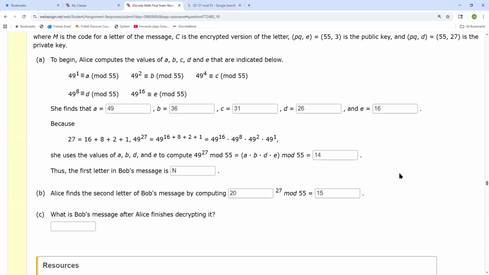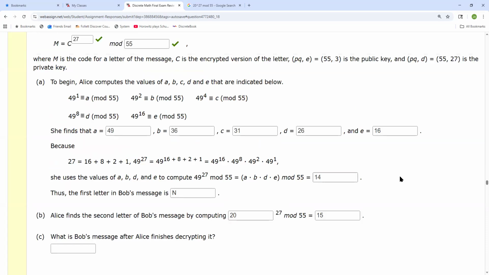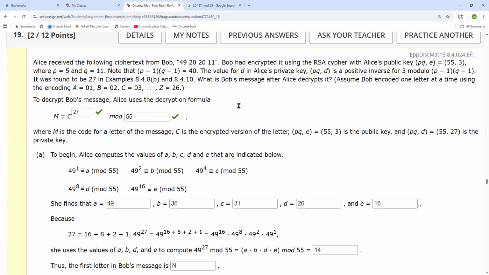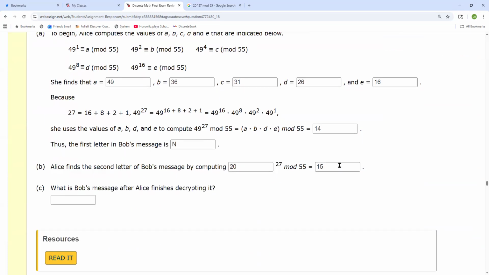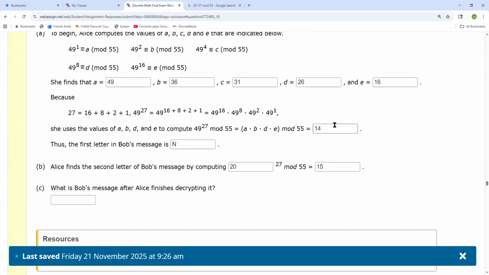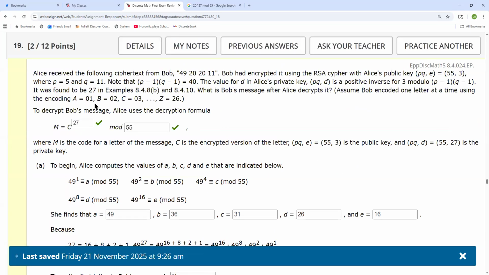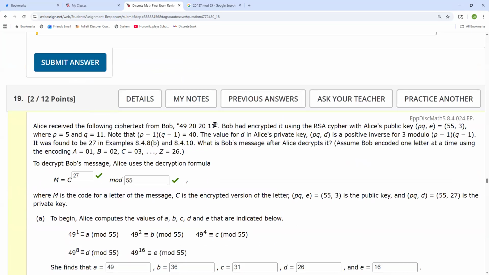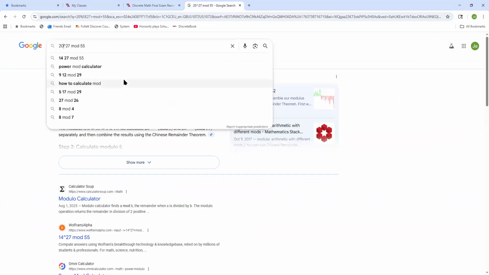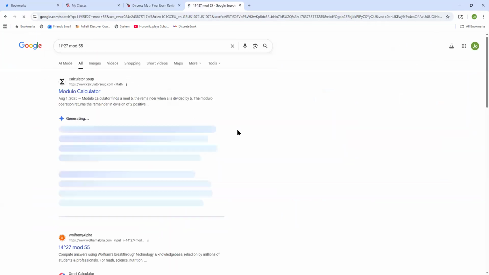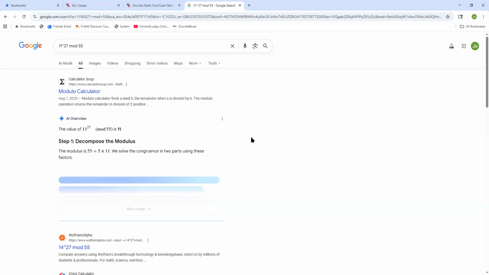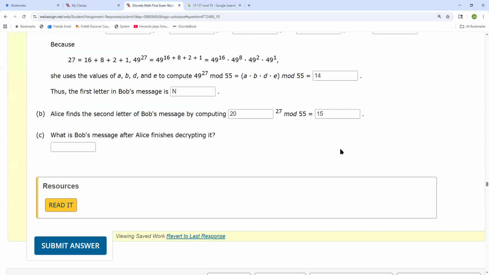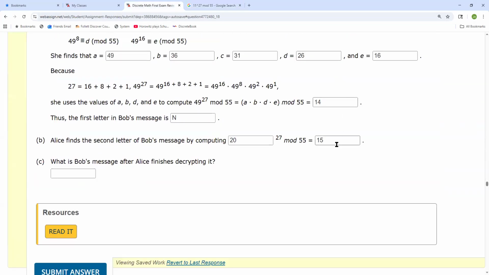And then what is Bob's message after Alice finishes decrypting it? Well, we still have to plug in 20 again. Well, that'd be the same thing. That'd be 15 also, right? So she gets 14, 15, 15, and the last letter was 11. So she needs to compute 11 to the power of 27 mod 55. And that is 11. Okay, that's cool. So the message is 14, 15, 15, and 11.